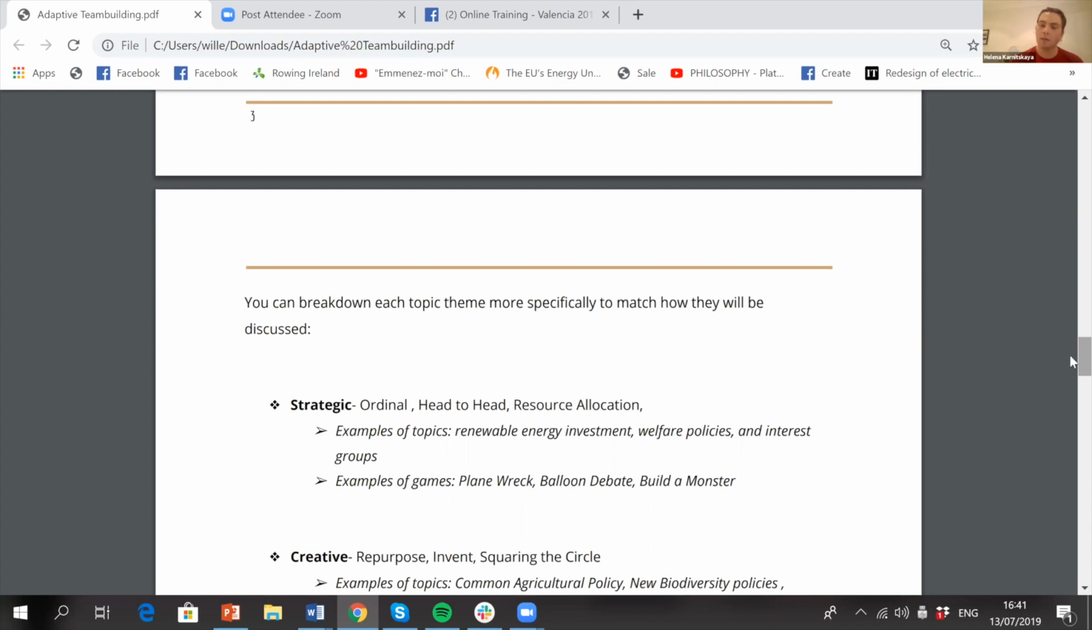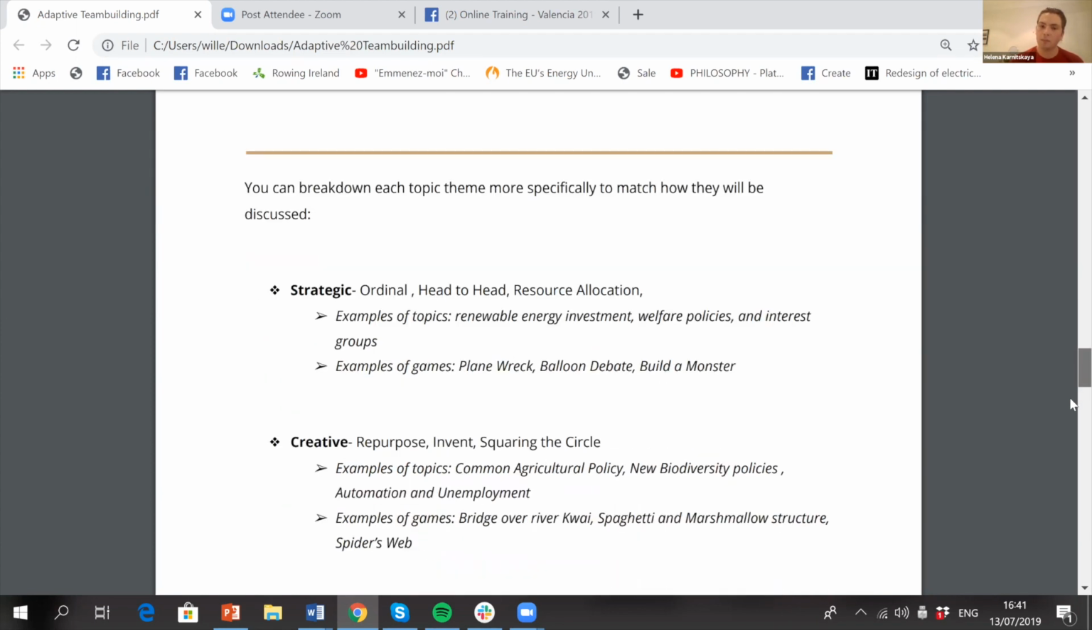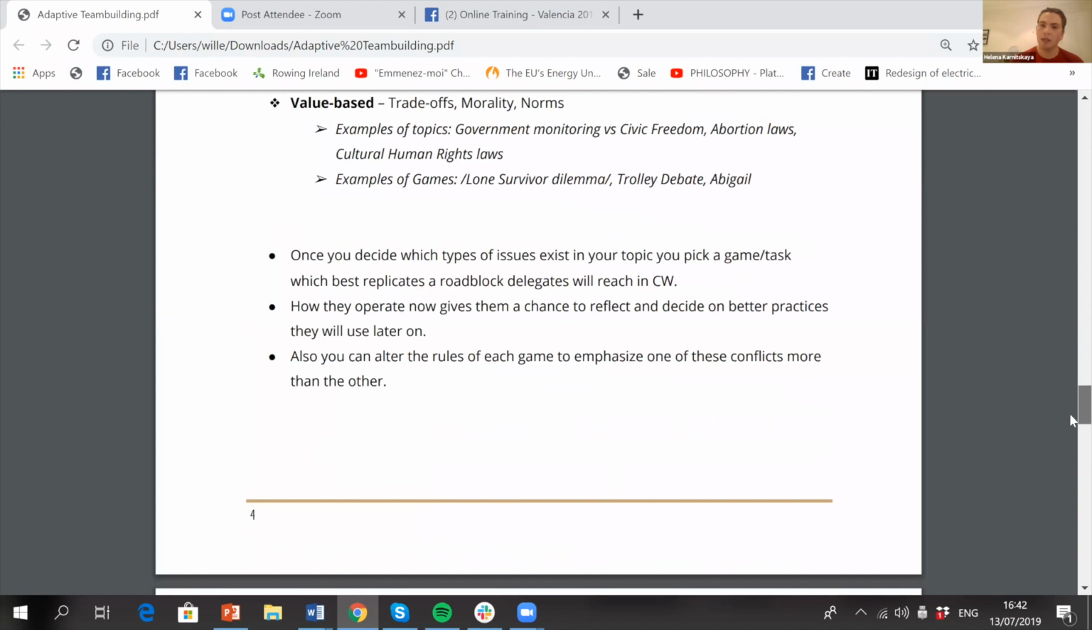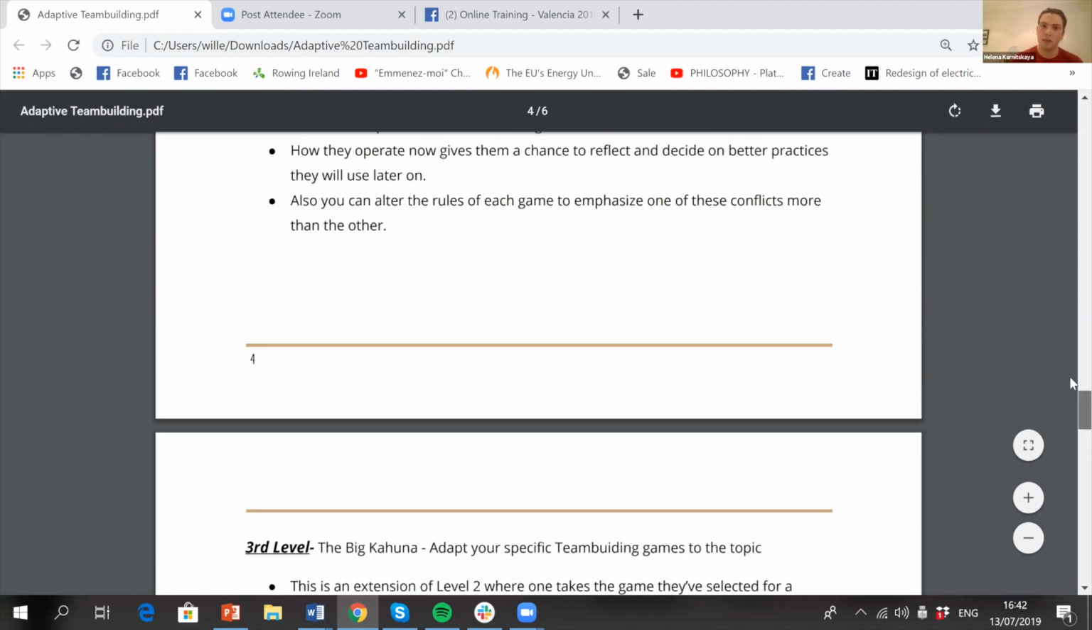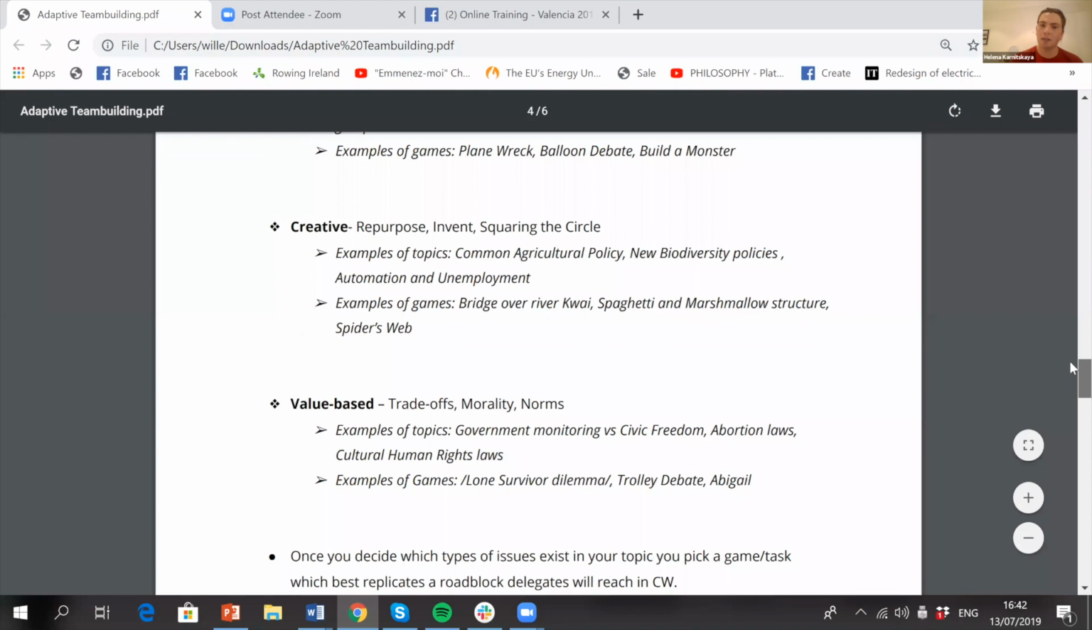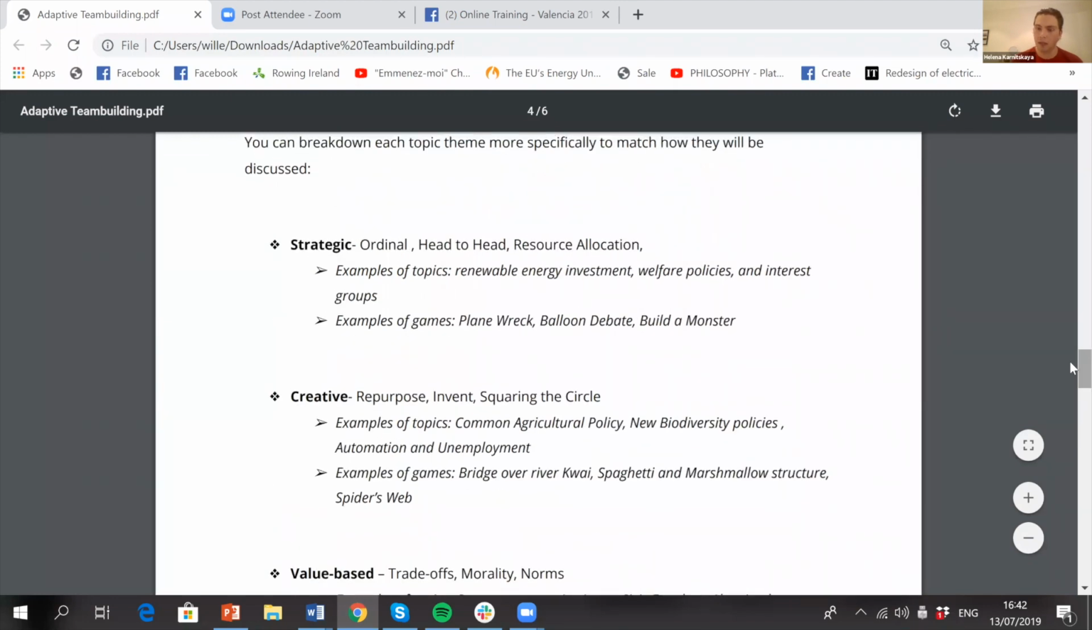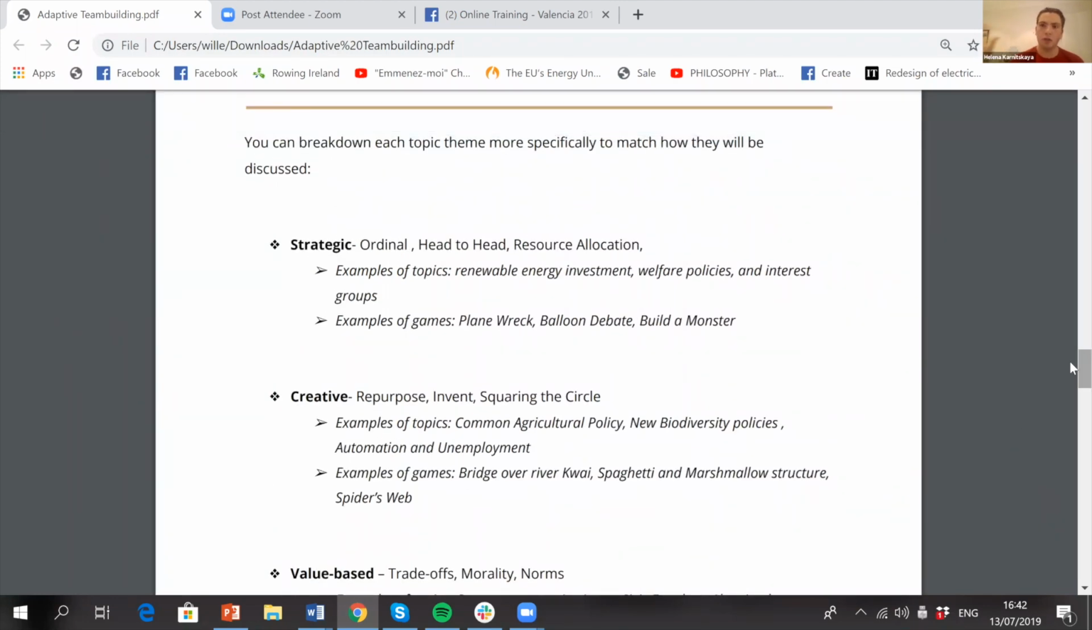And then finally, what I'd say on that as well is that you can even potentially alter games somewhat, just to highlight certain things. If you prefer certain games, you can twist the rules around a little bit so that you emphasize it. So, for instance, going back to the strategic type of game, if you're playing Plane Wreck, you have to decide which are the three most important things.